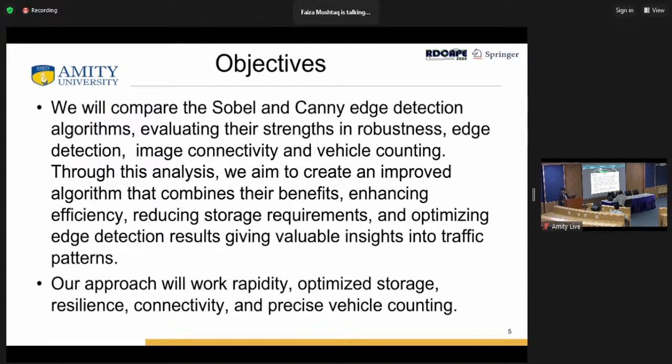By this analysis, we will create an improved algorithm that will combine the benefits and increase the efficiency, and our storage requirement will be reduced. We will optimize the detection. As I said, our approach will optimize the storage, the connectivity of the edges will be better, and precise vehicle counting will also give positive results.